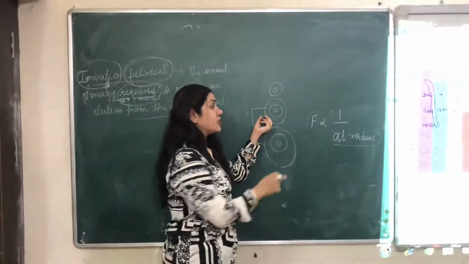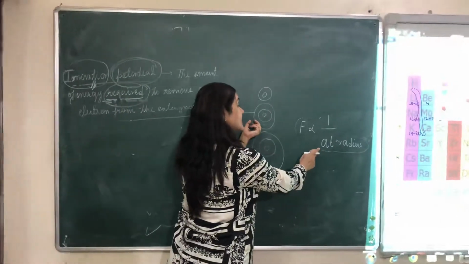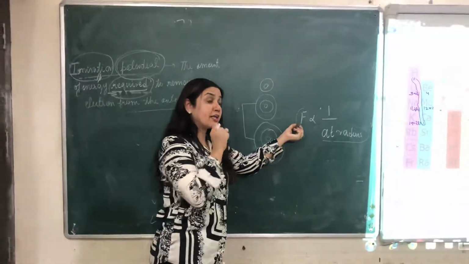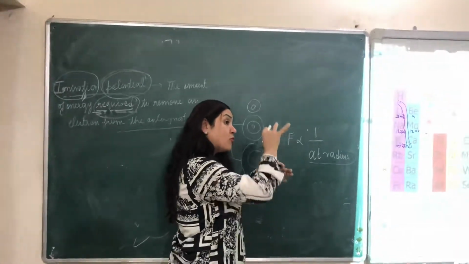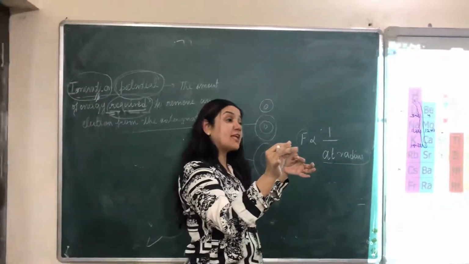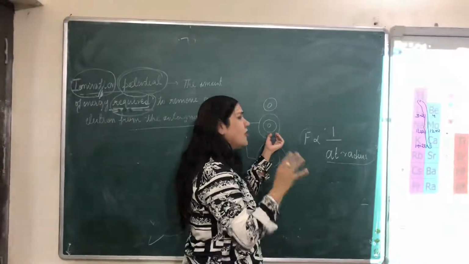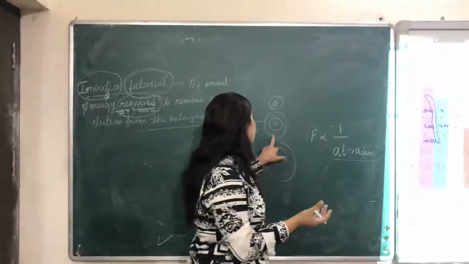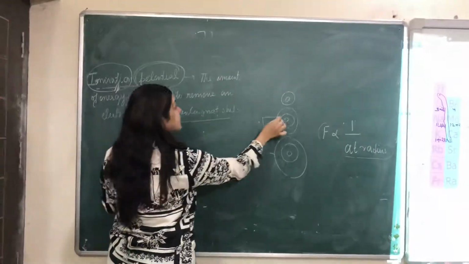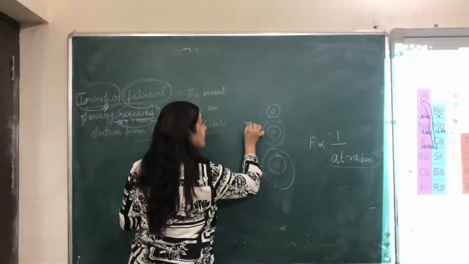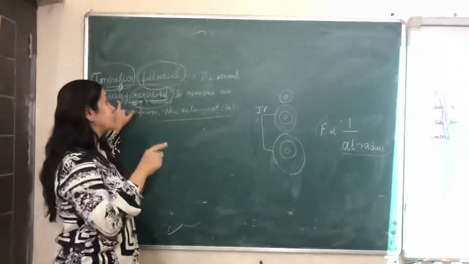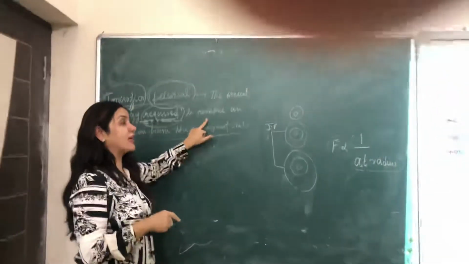While in this condition where the atomic radius is less, the electrons are tightly bound. Tightly bound means that to remove any electron from its outermost shell, it requires more energy. So when it requires more energy, that means the ionization potential is more. Because what is the ionization potential? The ionization potential is the amount of energy required to remove the electron.